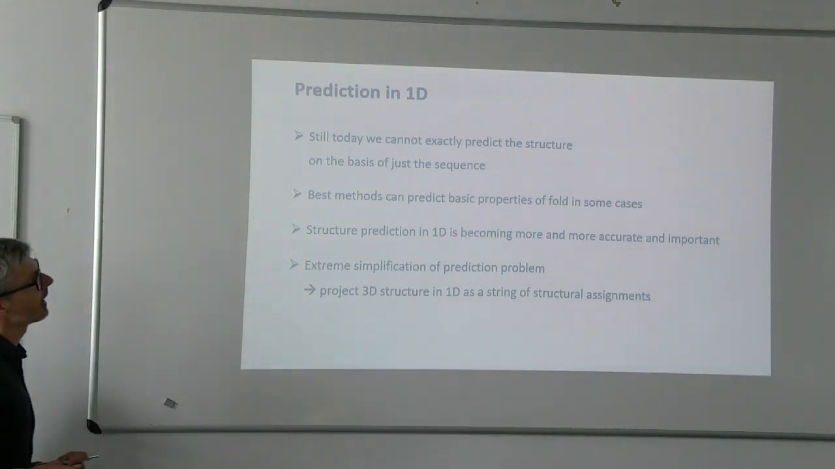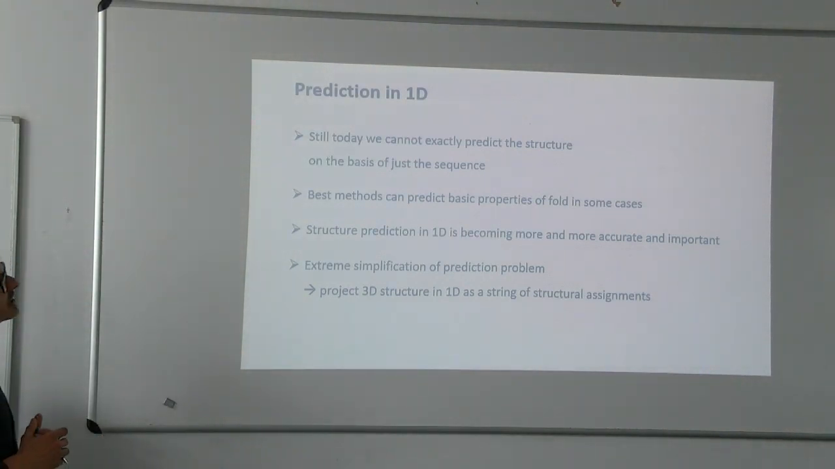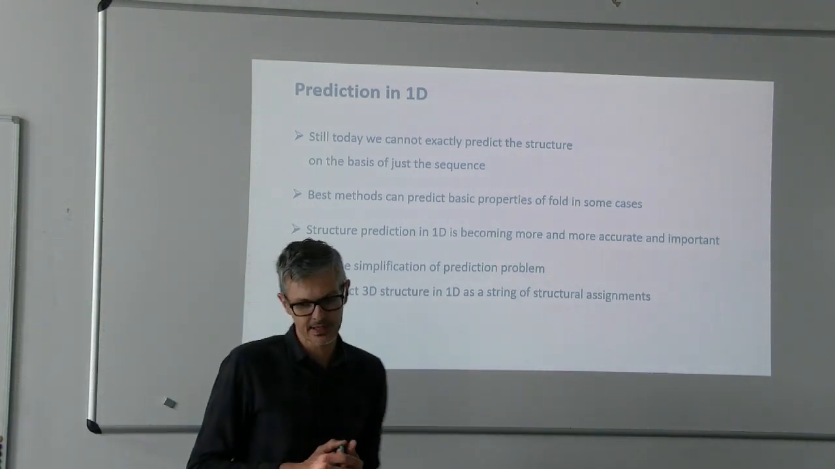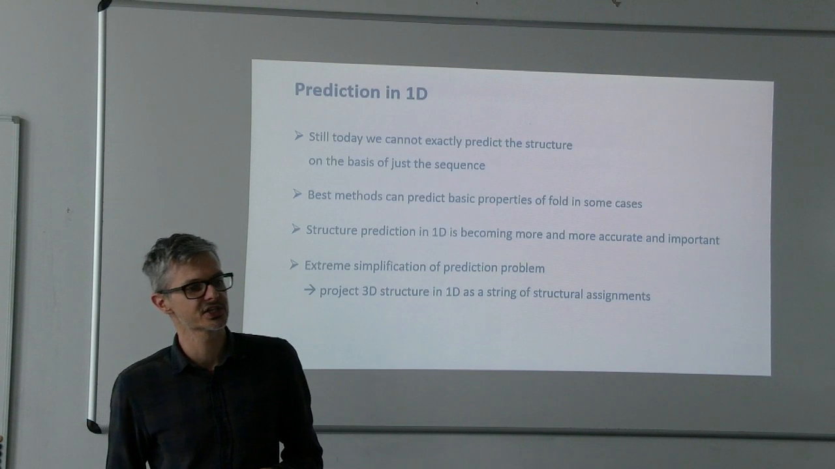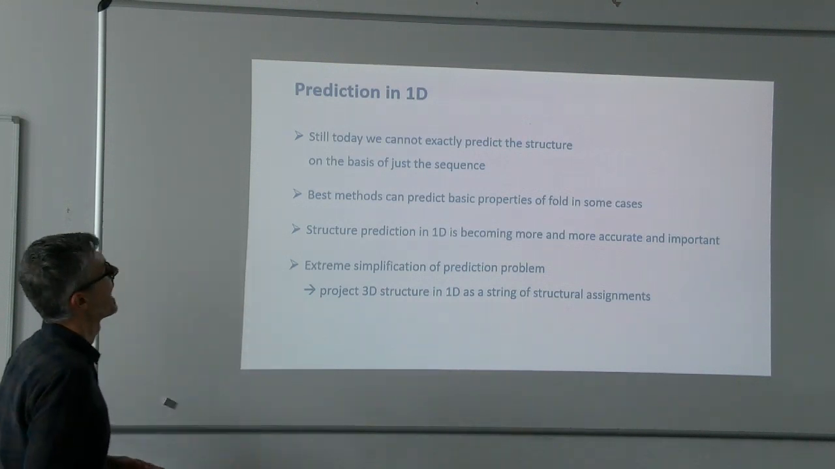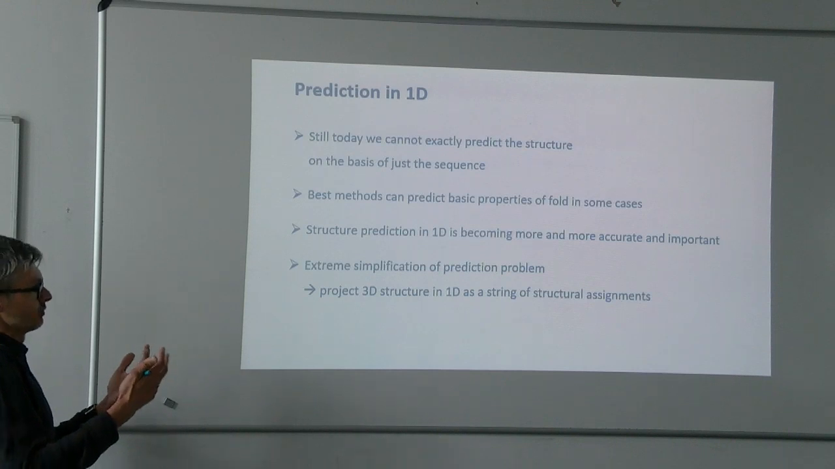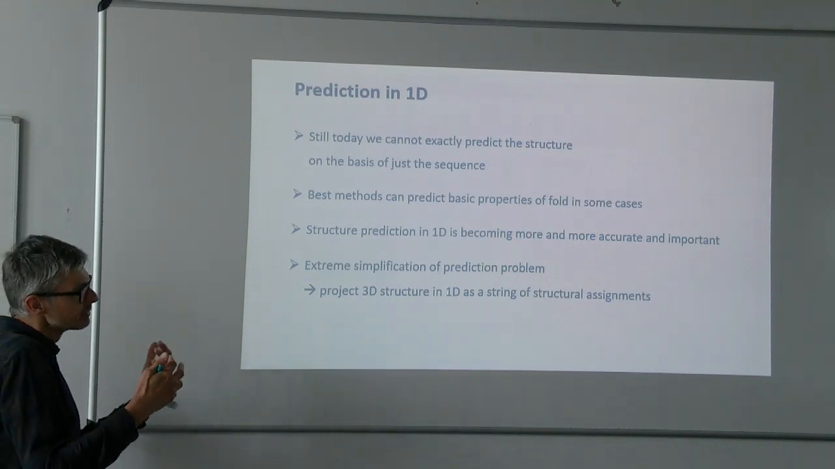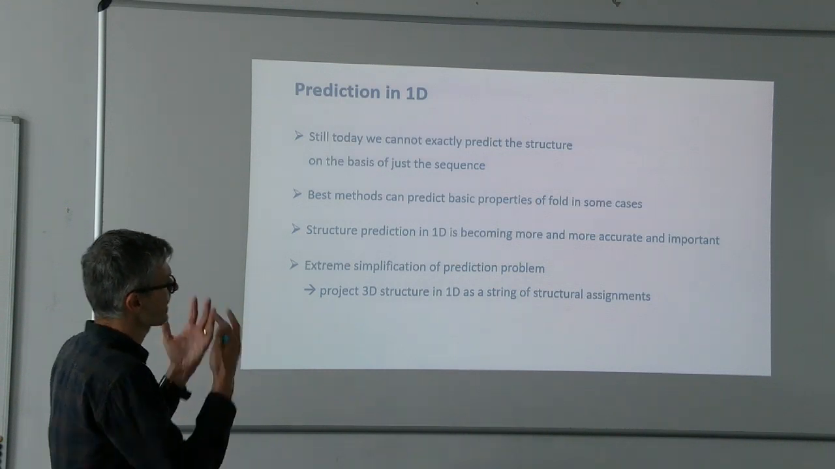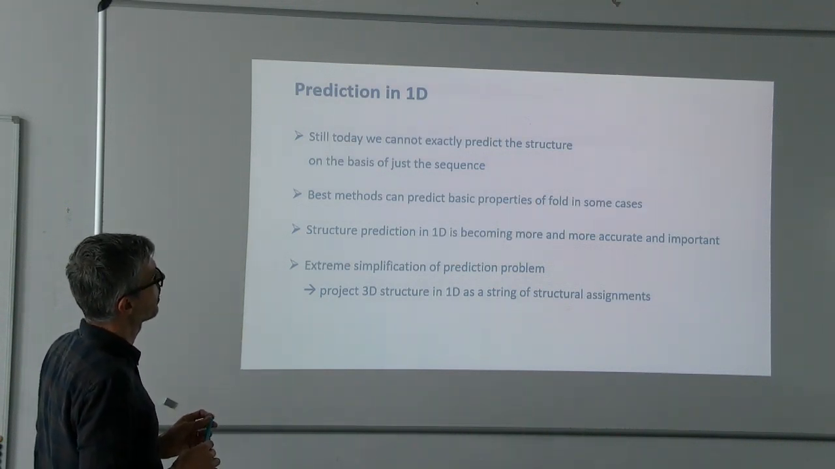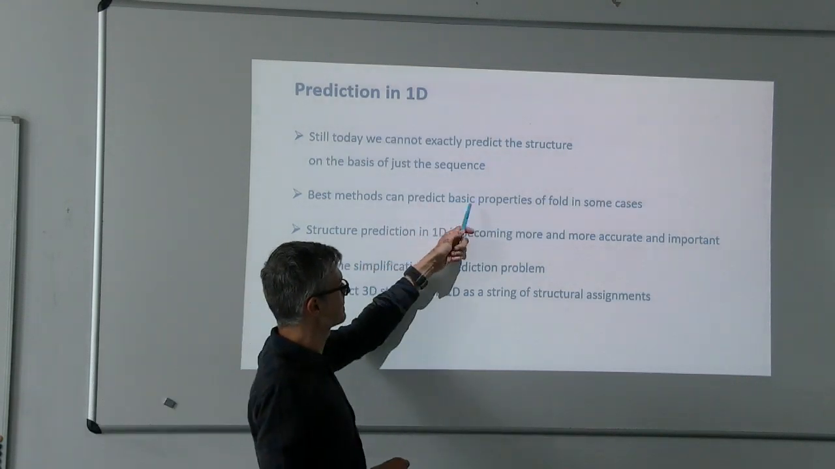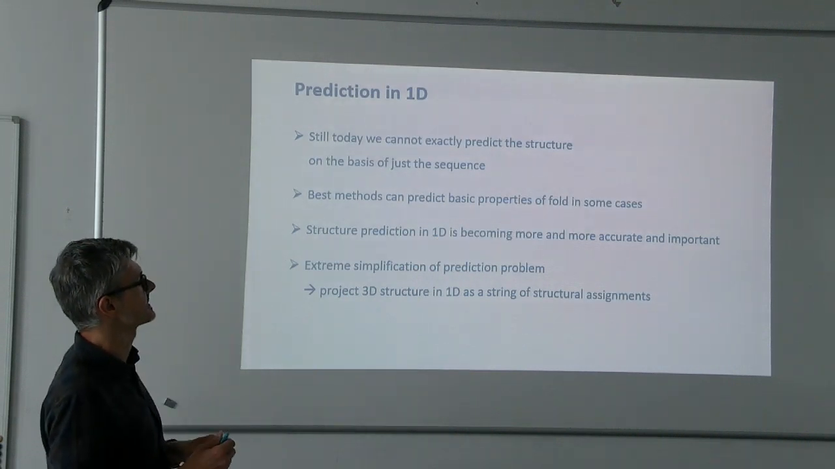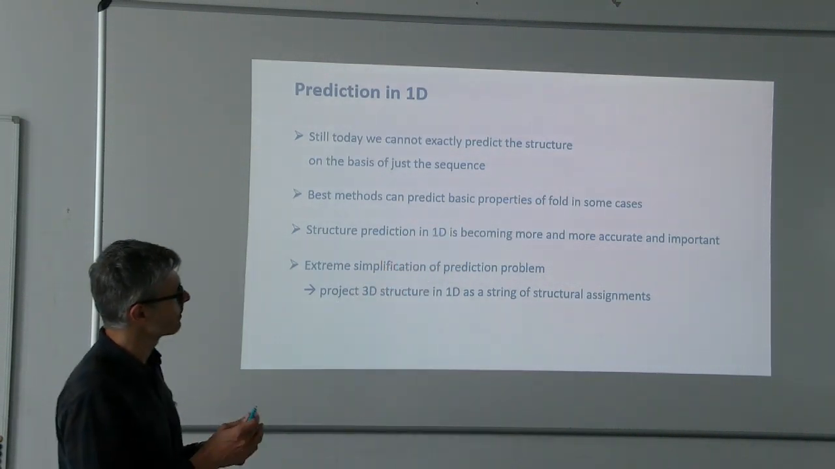And then there's one extra part of structure prediction. This is actually just a simplification, but there are some existing tools that are very useful and very reliable, and it's what we call prediction in one dimension. How does this work? Because we have a three-dimensional structure, x, y, z coordinates to know where atoms are. How can we then predict the structure in one dimension? And the best methods can actually predict the basic properties of a fold in some cases. Why is 1D becoming more and more accurate and important?